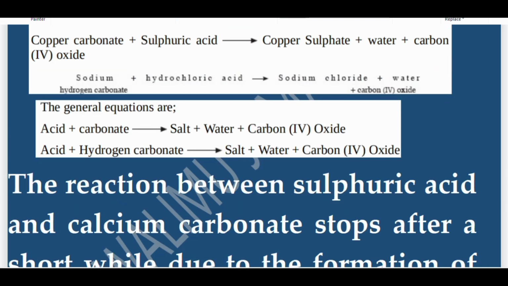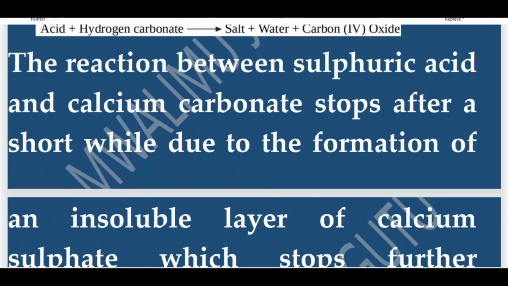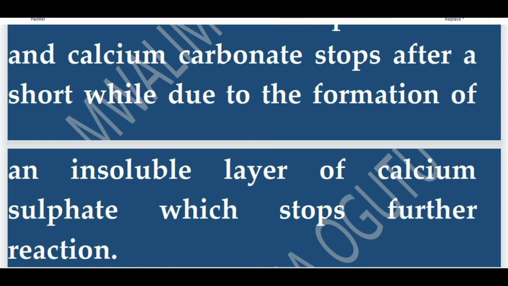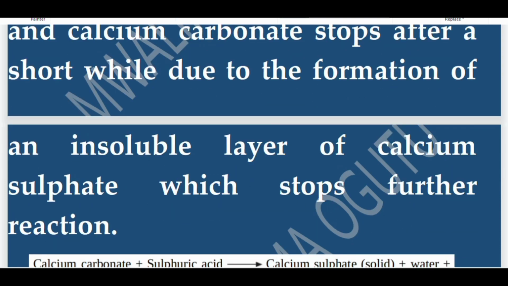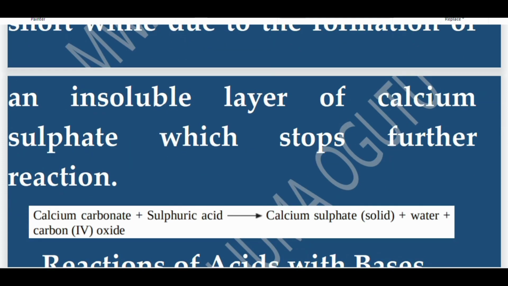The reaction between sulfuric acid and calcium carbonate stops after a short while due to the formation of an insoluble layer of calcium sulfate, which stops further reaction. So calcium carbonate reacting with sulfuric acid forms calcium sulfate, which is a solid, water and carbon dioxide.